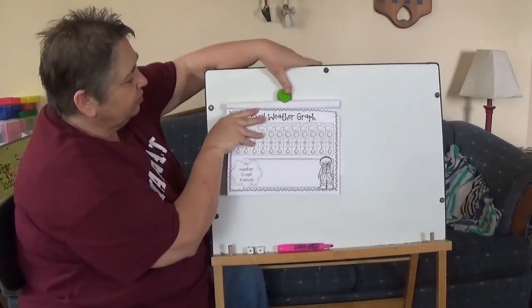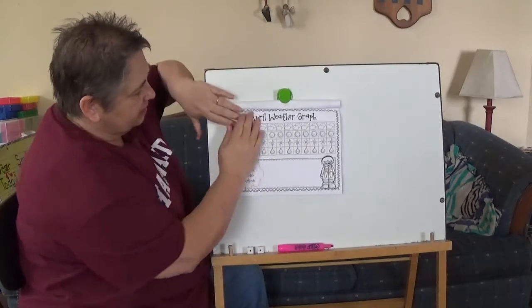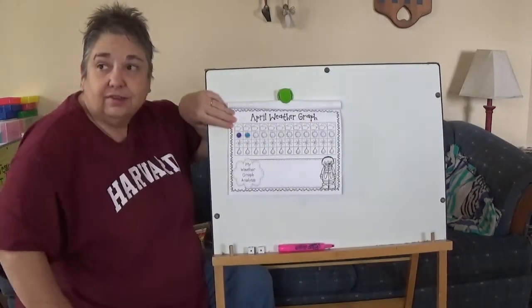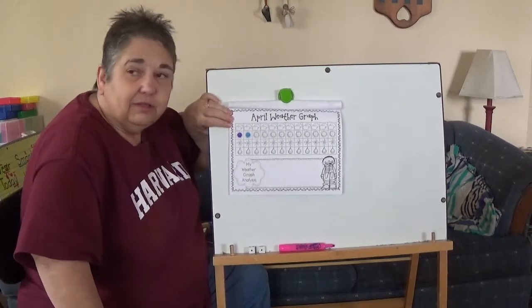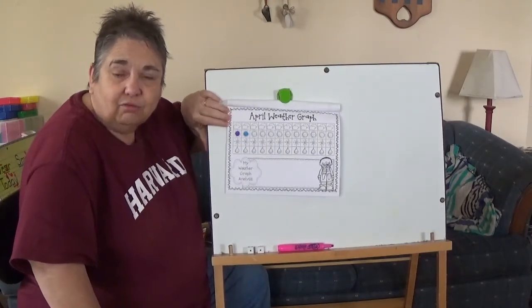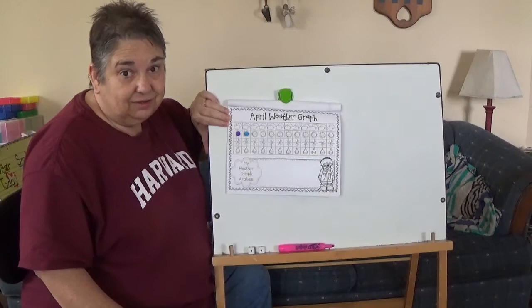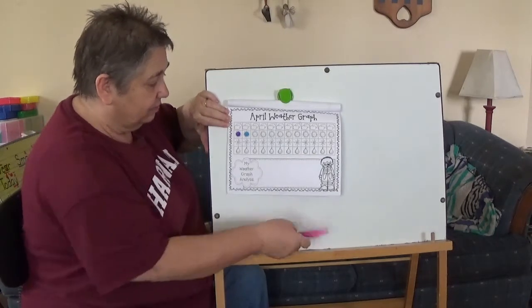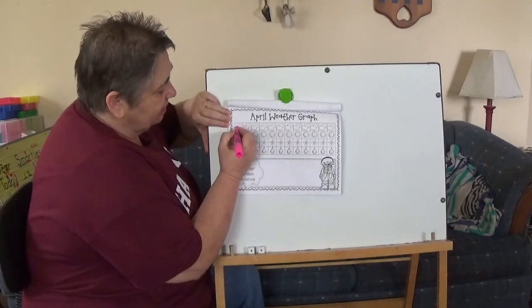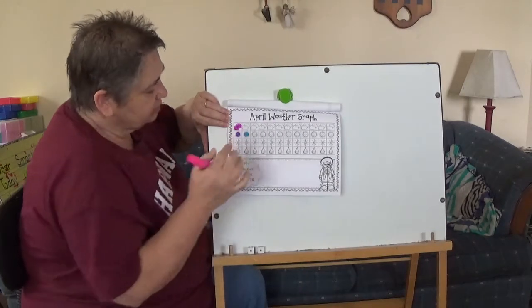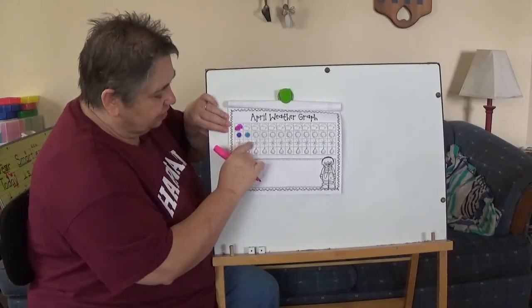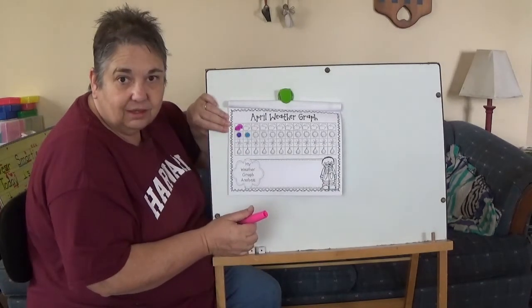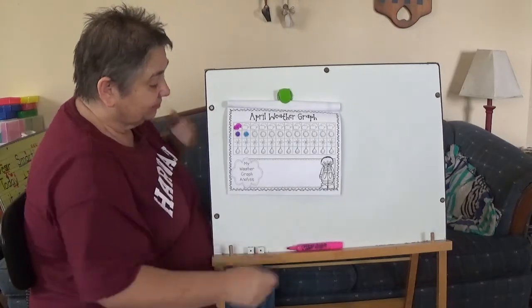Yesterday the weather was sunny, so we ended up with 2 sunnies. Today when I look outside, right now the sky is white rather than blue, so that means it's cloudy right now. So I'm going to fill in 1 cloudy, and you can too. So what your weather graph should look like is 1 cloudy and 2 sunnies.